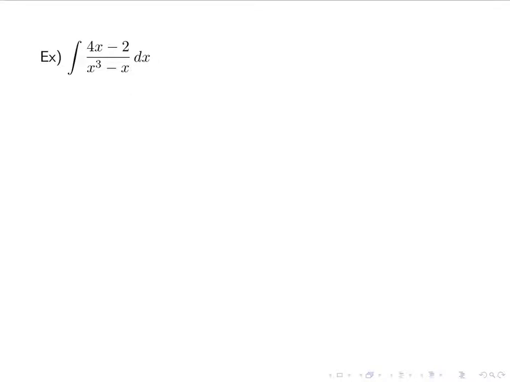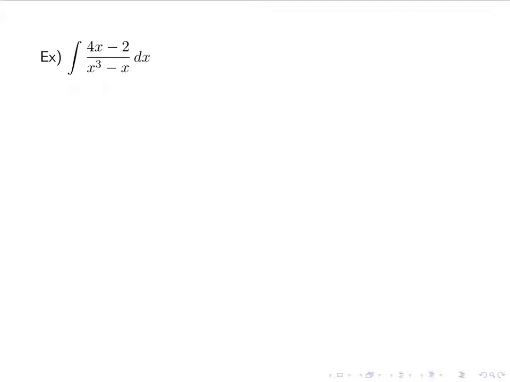So let's try another one. Notice here our denominator is not factored. It won't always be factored for you. So in particular, for these ones where it's not already factored, you want to ask yourself, can I do this a different way? Does it have to be partial fractions? So the first thing you want to do is see, is the numerator a multiple of the derivative of the denominator? Right? Is this a u substitution problem?